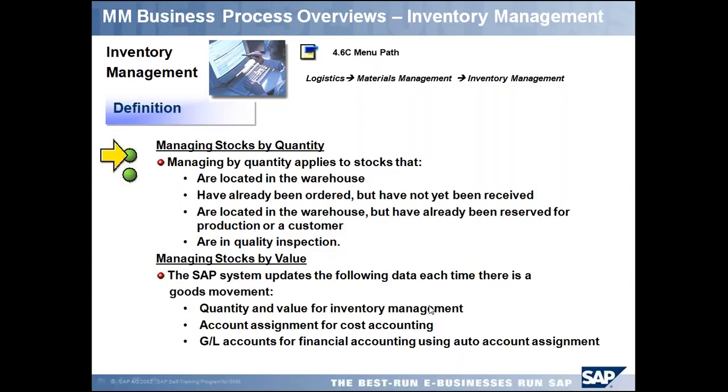Now remember, write this: stocks by value. Number one, quantity and value for inventory management. Point number two, account assignment for cost accounting. If you remember, in purchasing we have assigned certain accounts. Number three, general ledger accounts for financial accounting.